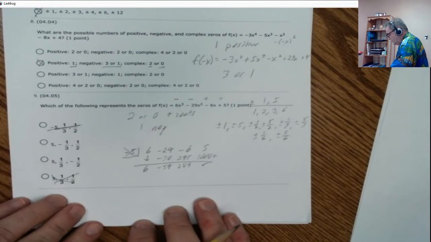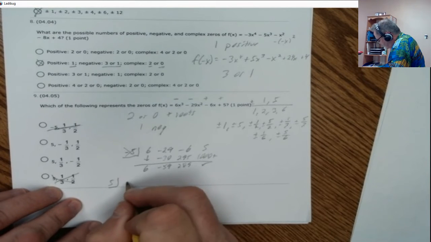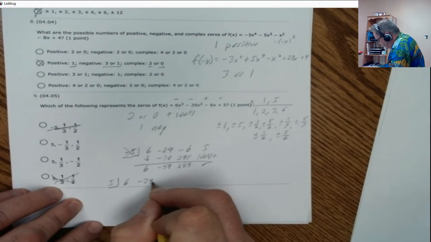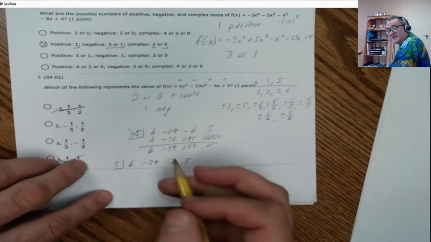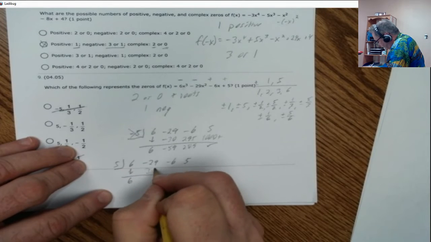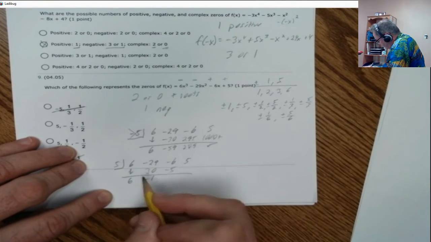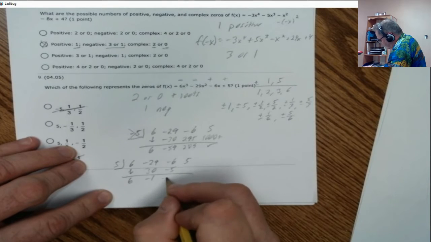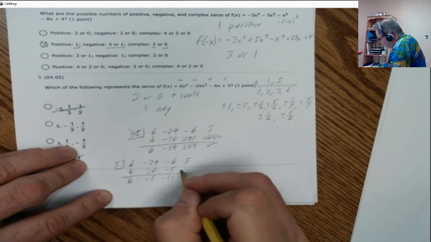So it's either going to be one of these two. Let's check that 5 first, which we're pretty sure works because that's the only choice left. They're saving us a lot of work by giving us choices, not making us come up with them from scratch. Okay, so the 6 comes down. 6 times 5 is 30. Makes that negative 1. So that's negative 5. 5 times negative 1. Add those together is negative 11. 5 times negative 11. Something's wrong there.